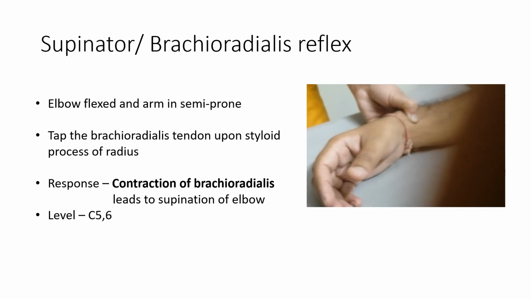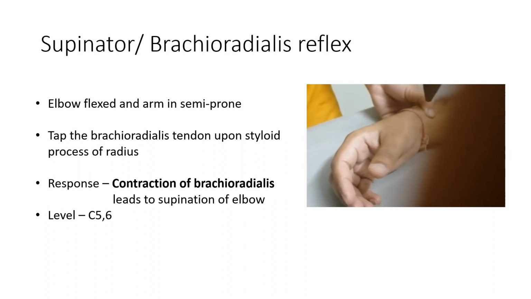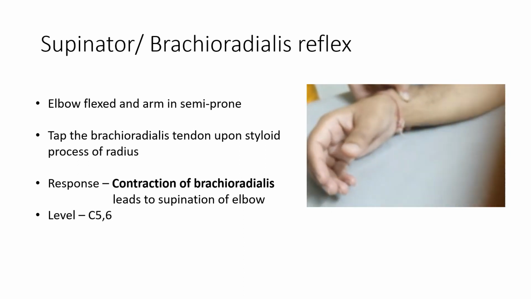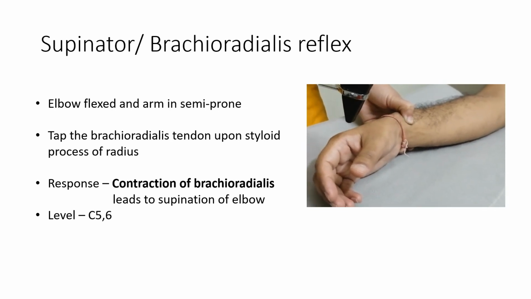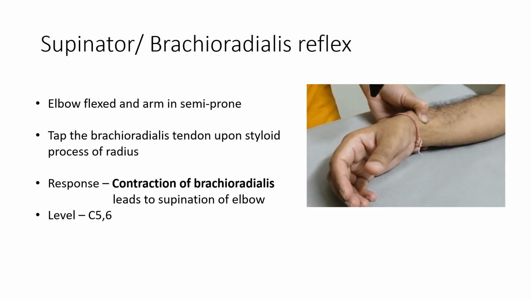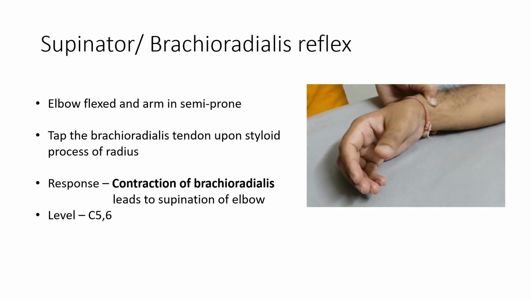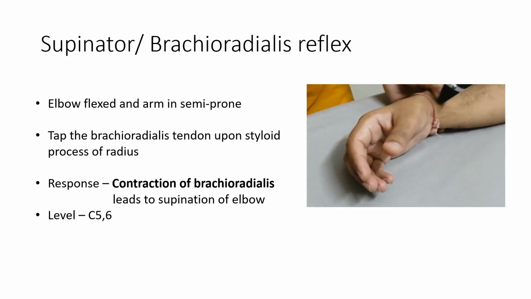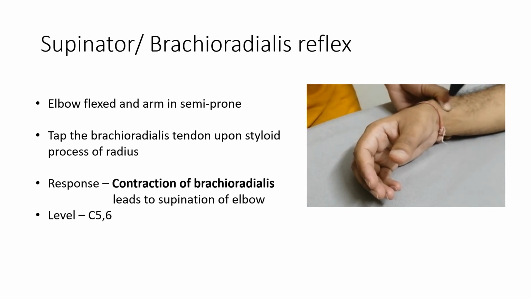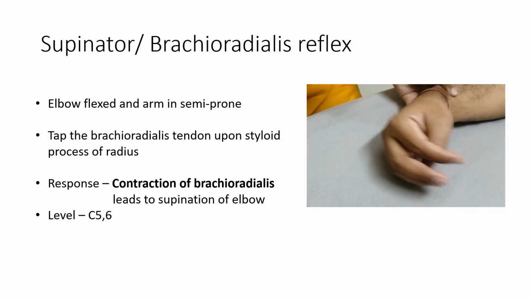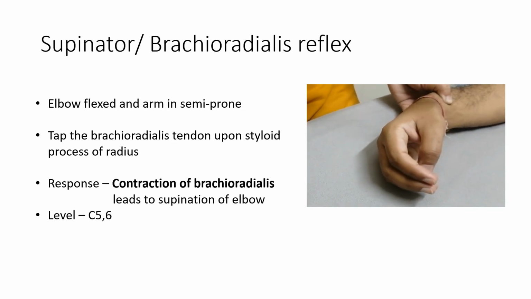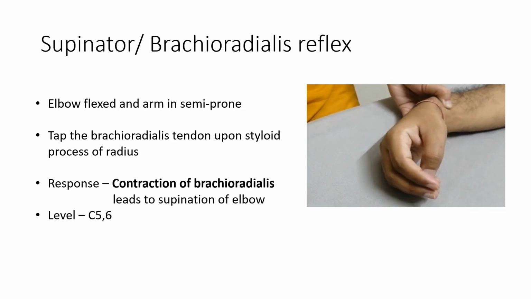Next is the supinator reflex. So we have to strike the brachioradialis tendon and look for the response, which is supination, right? The hand should be in a semi-pronated position and you have to place the thumb on the brachioradialis tendon just below the radius head. Okay, like this. So let's see. Can you see the supination? This one is the response.